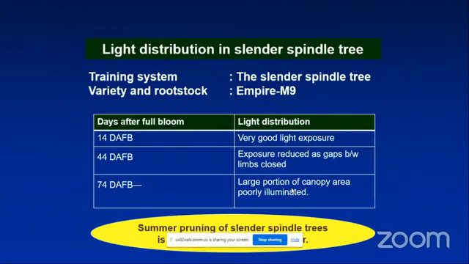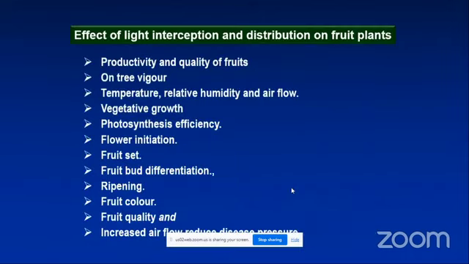In the case of light distribution in the slender spindle tree, 14 days after full bloom, very good light is there. From 44 days, it is reducing. But from 74 days on, this light interception and light distribution is very important.